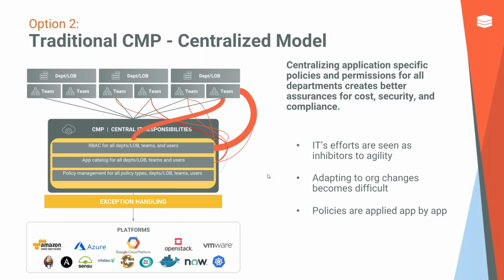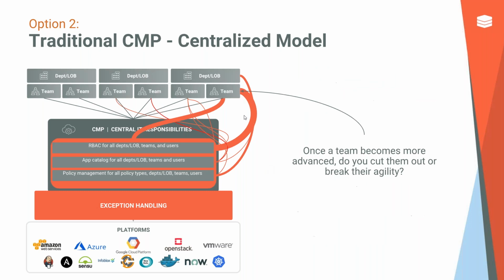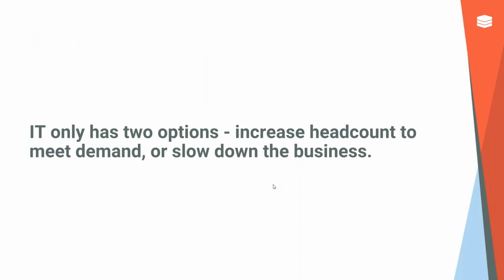And as those requests keep coming in, IT gets to a place where it really only has two options. What do they do with this more advanced team? Once that team becomes more advanced than the other ones and has too many requests, do you cut them out of the system, or do you force them to go through the system you have built out for them and break their agility? So the options become either to increase headcount to meet that demand. If you hire more and more people to handle more and more exceptions, then maybe you could get to a place where you're able to do that effectively, but that means basically throwing money at the problem until it's solved. And the other option is to slow down the business by having everybody go through that set process. So neither option is good.